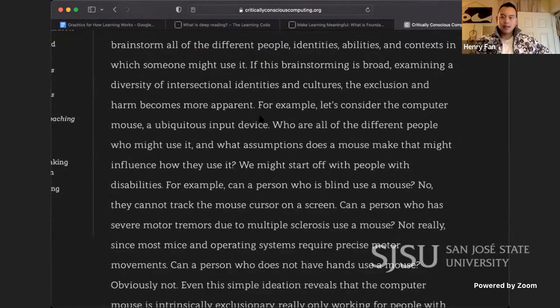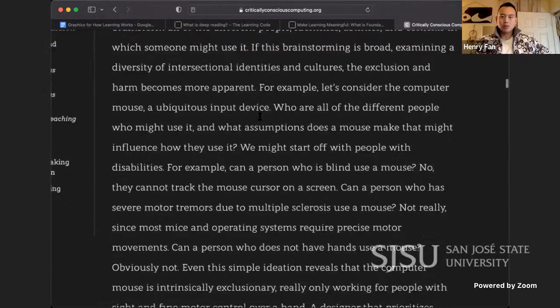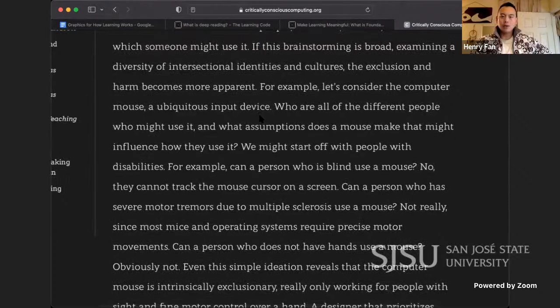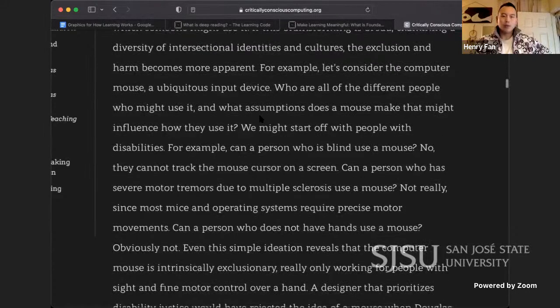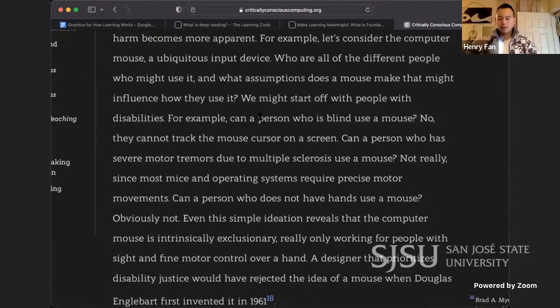For example, let's consider the computer mouse, a ubiquitous input device. Who are all the different people who might use it, and what assumptions does the mouse make that might influence how they use it? We might start off with people with disabilities. For example, can a person who is blind use a mouse? No, they cannot track the mouse cursor on the screen.